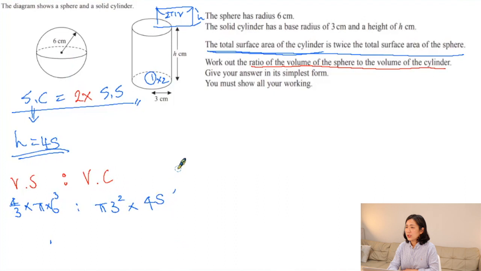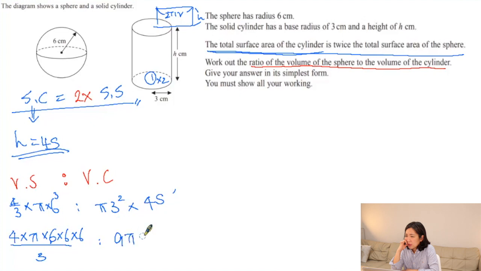Now we are almost done. All we need to do is just simplify them. Let me just put them into the cube. So now 6 times 6 times 6, 2. Then this one is 9 pi times 4, 45. So now let's cancel by 3. Then now let's manage all these numbers. Now 8 pi times 36, 9 pi times 45.